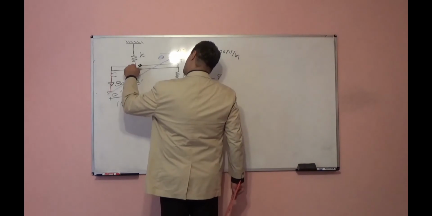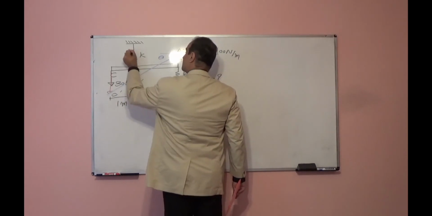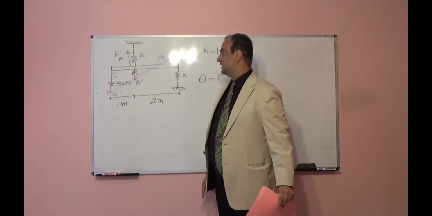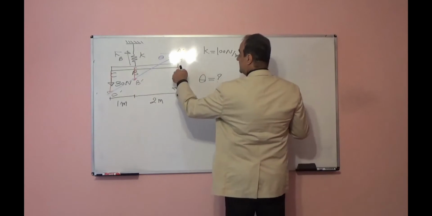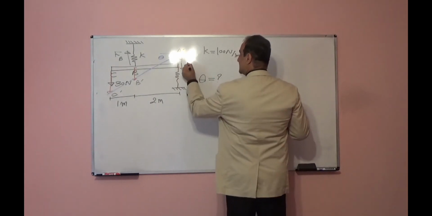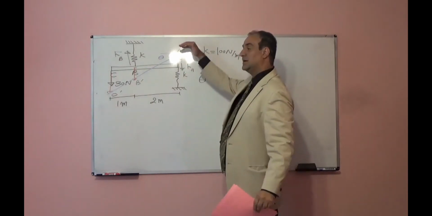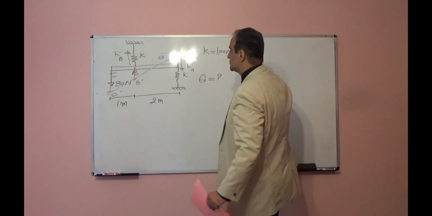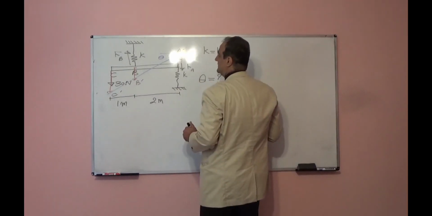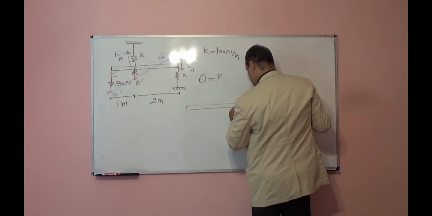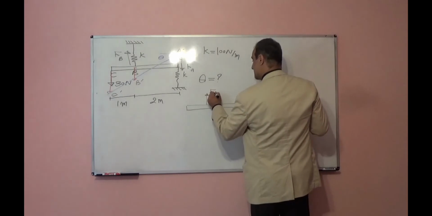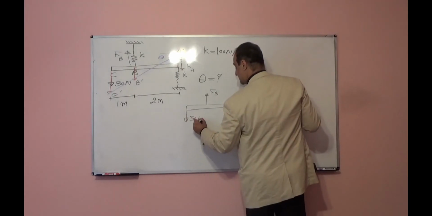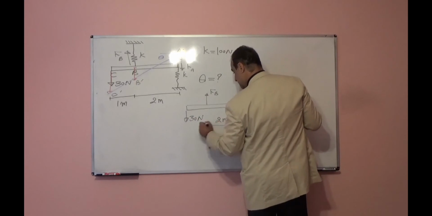So once point B moves down, this spring will apply force upward because it wants to return point B to the initial position. And here the spring will apply force Fa downward because it moves up, and this force wants to return point A to the initial location. So let's see what I can write using the equilibrium equation. If I look at the beam, now here I have force Fb upward, force Fa downward, external load 30 Newton, and I know this is 2 meter and this is 1 meter.